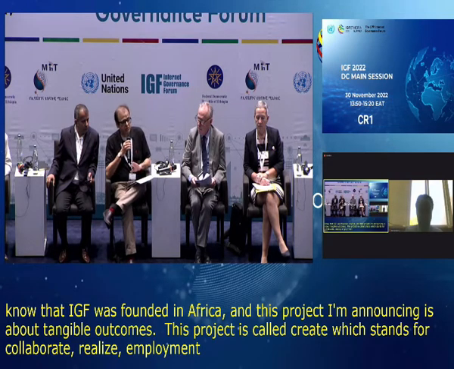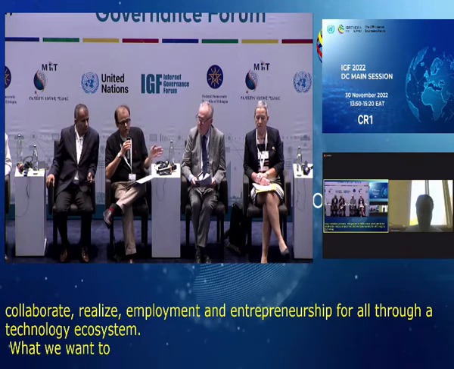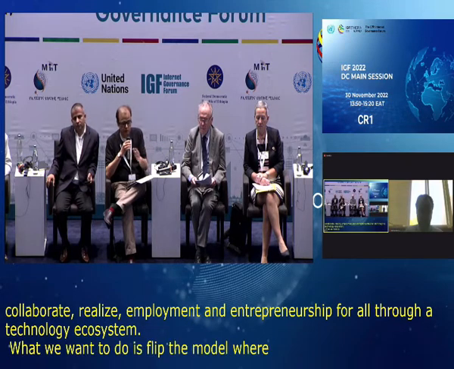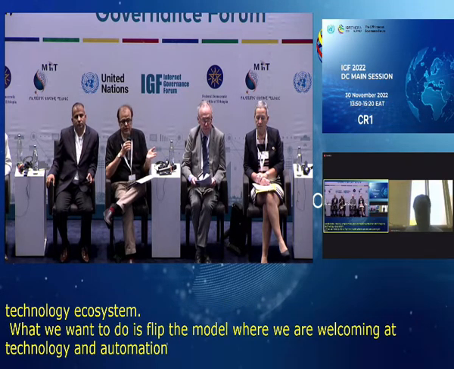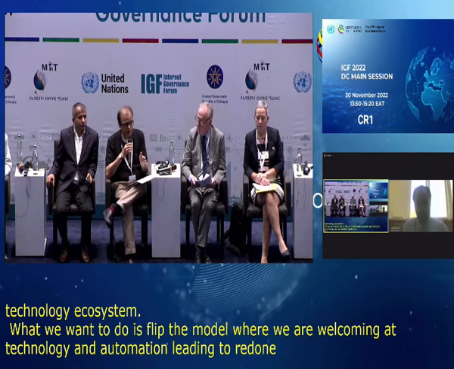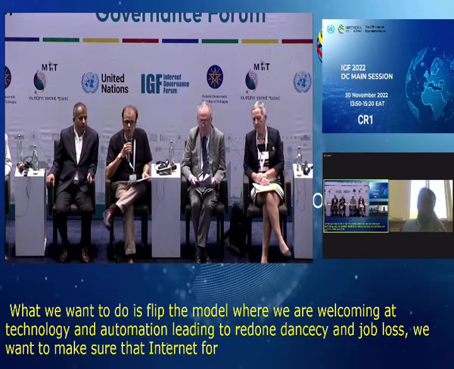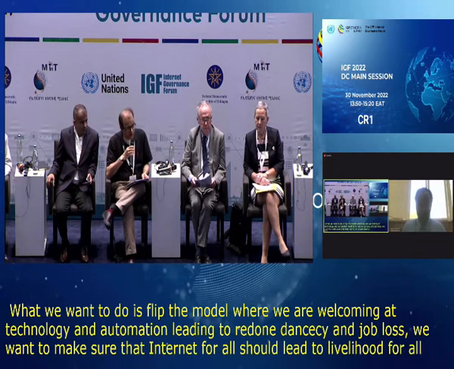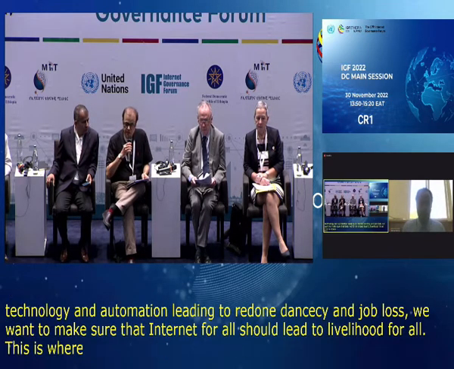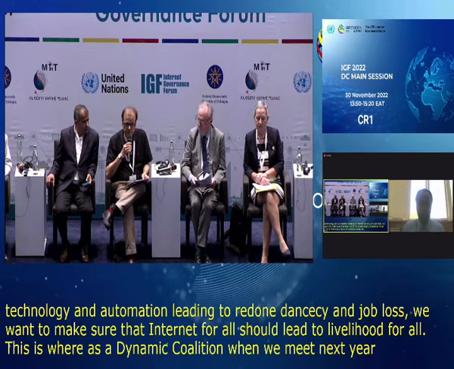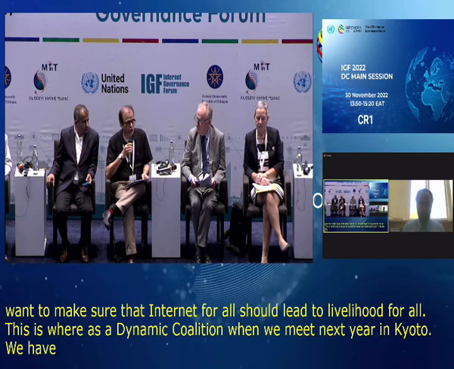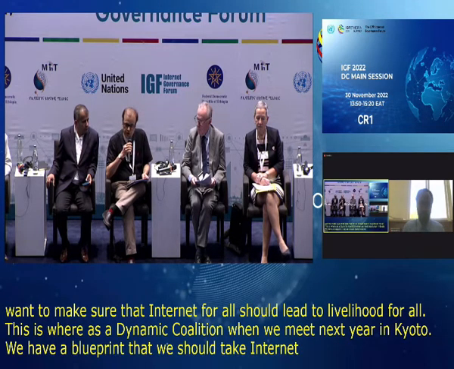What we want to do is flip the model where we are looking at technology and automation leading to redundancies and job loss. We want to make sure that internet for all should lead to livelihood for all. I think this is where, as a dynamic coalition, we want to make sure that when we meet next year in Kyoto, we'll have a blueprint that we should take internet for all and create livelihoods for all so that there are no job losses. Rather, there should be job creation opportunities.